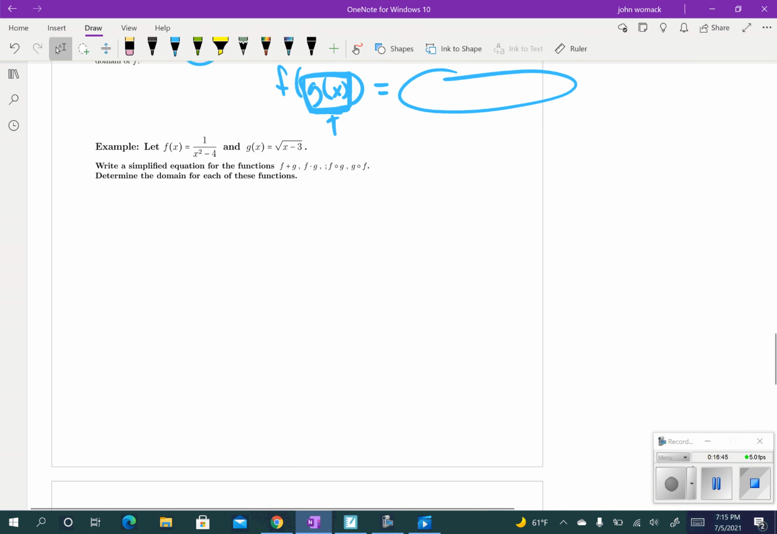So here's our example. It says f of x equals 1 over x squared minus 4, and g of x equals the square root of x minus 3. It says write a simplified form of the equations f plus g, f times g, f of g, and g of f, and then determine the domain.